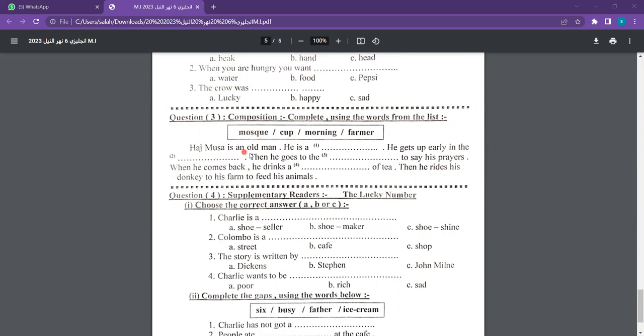Haj Musa is an old man. He is a dash. He gets up early in the dash. Then he goes to the dash to say his prayers. When he comes back, he drinks a dash of tea, then he rides his donkey to his farm to feed his animals. Let us get here. We have mosque, cup, morning, farmer. I will give you 2 minutes to check it.